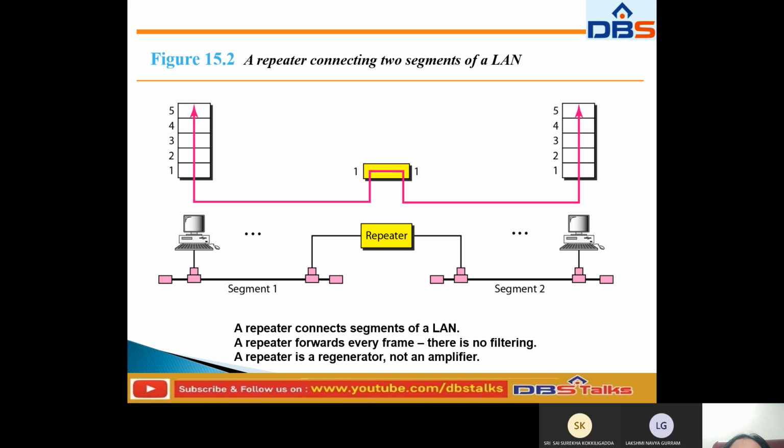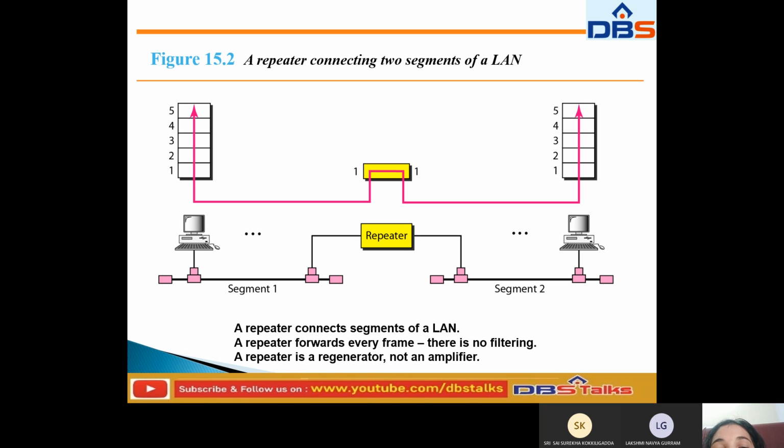Forwards every time. So if you use the filter, that problem will not occur. Filtering is nothing but filtering the data. If any duplications occur, the duplicates will be erased or deleted and put in the buffer, and only the original data will be sent to the other segment of the LAN. So the repeater is a regenerator, not an amplifier.